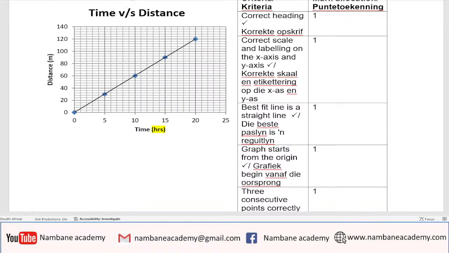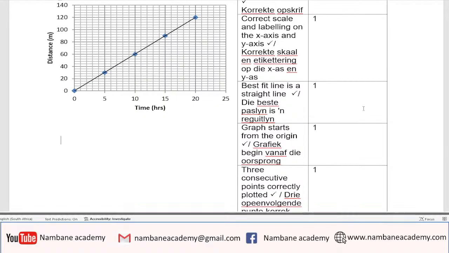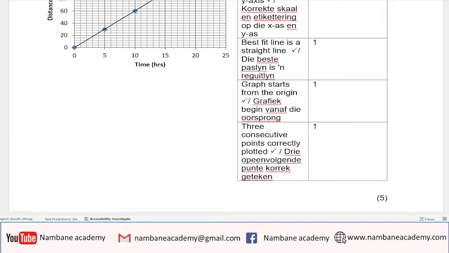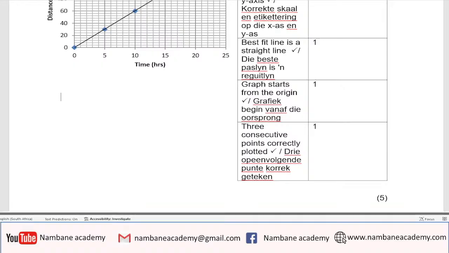Teachers must note that the graph that is displayed here is now corrected to the time in hours. Then they are going to get 1 mark for the correct heading, which is distance versus time. 1 mark for the correct scale and labeling on the X and the Y axis. 1 mark for the best fit line. And 1 mark that the graph starts from the origin for both the X and the Y axis. And then the last mark is awarded to 3 consecutive points correctly plotted, and that gives them a total of 5 marks.